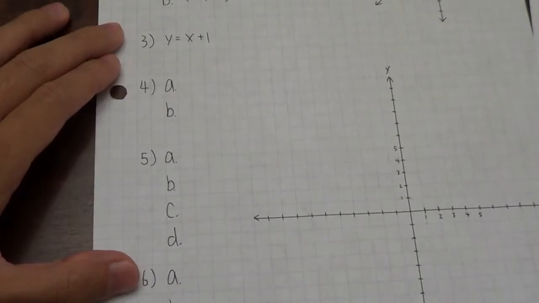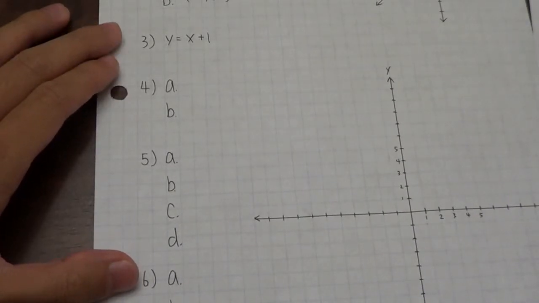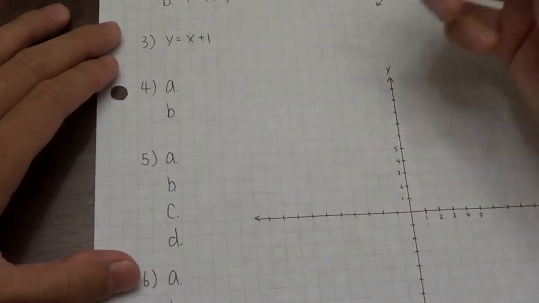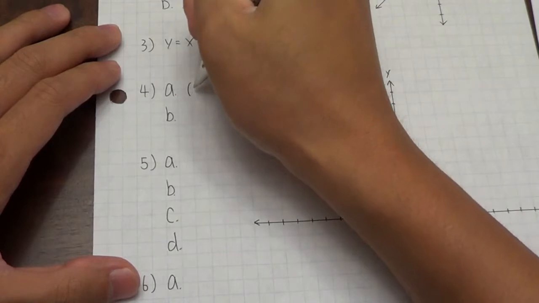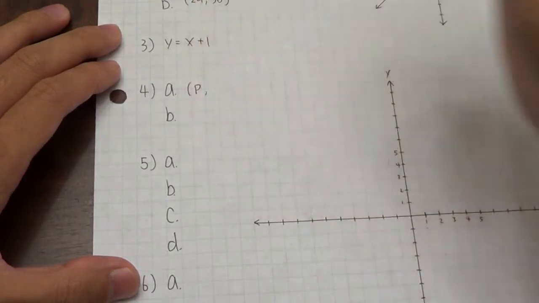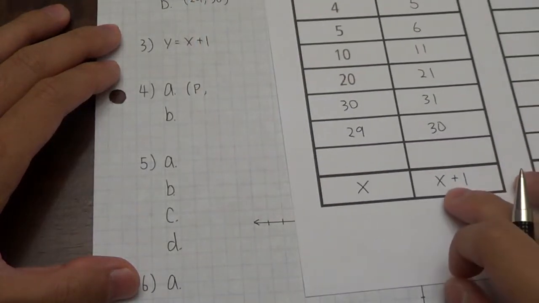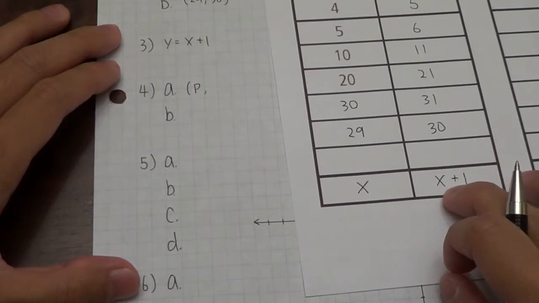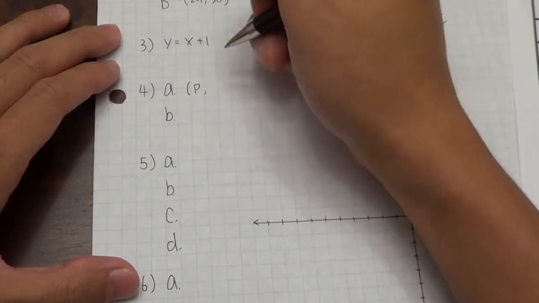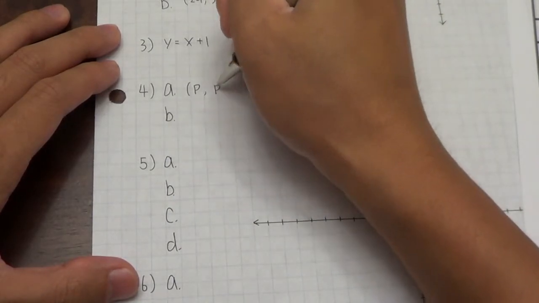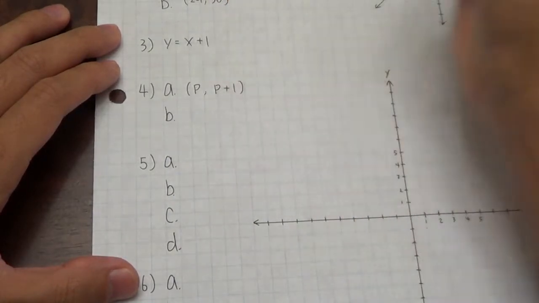Alright, moving on to number 4. If p is the first coordinate of a point on the line, what is the second coordinate of the point in terms of p? Alright, these are basically asking the same question, but we're just writing it in different ways. So if the first coordinate is p, we know that the second coordinate is whatever the first coordinate is plus 1. So now the first coordinate's not x anymore, it's defined by p. So the second coordinate is simply p plus 1.